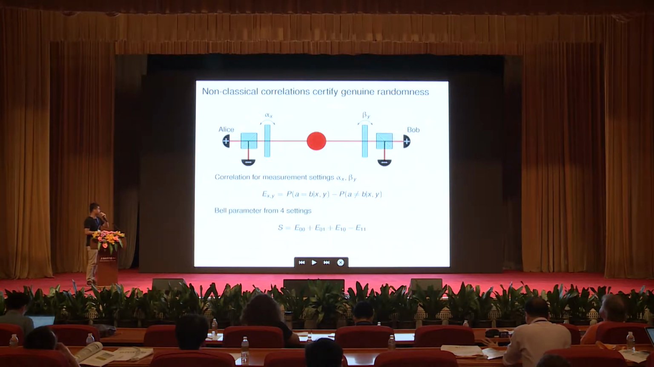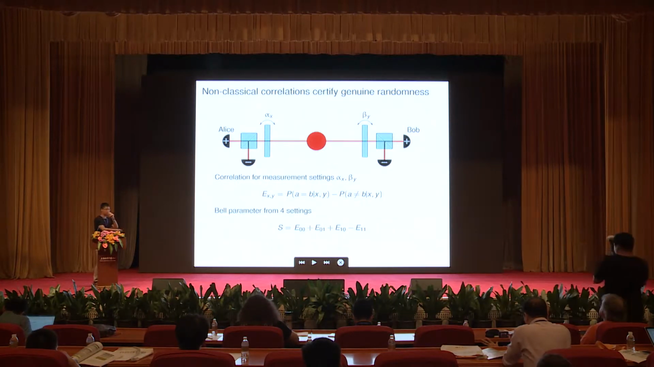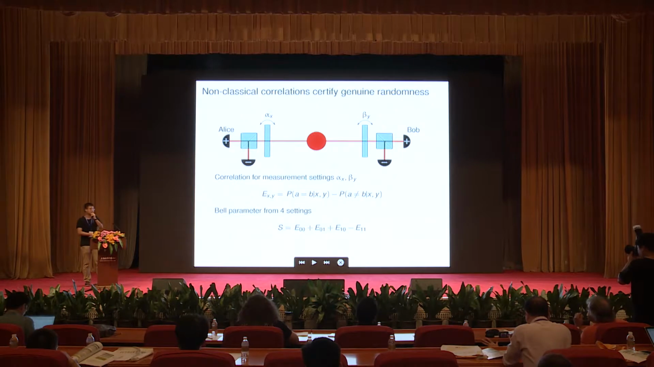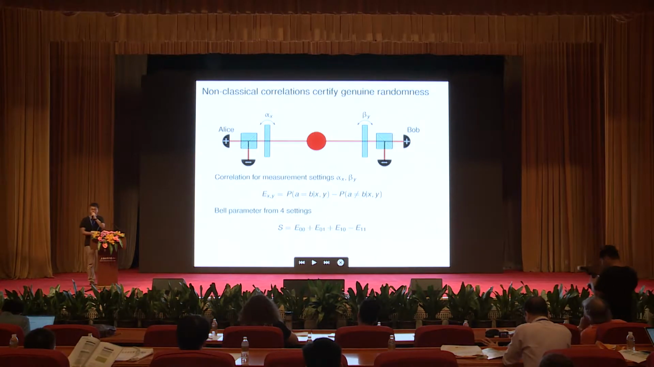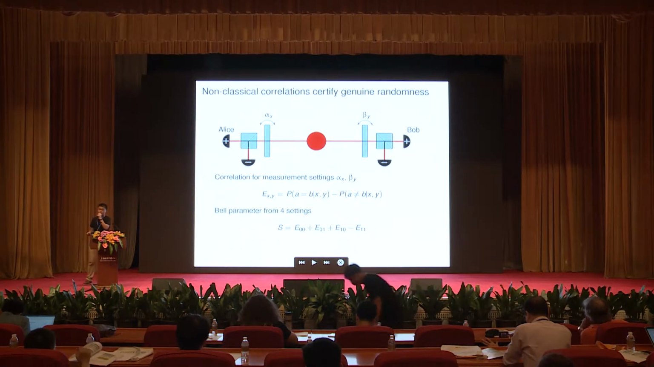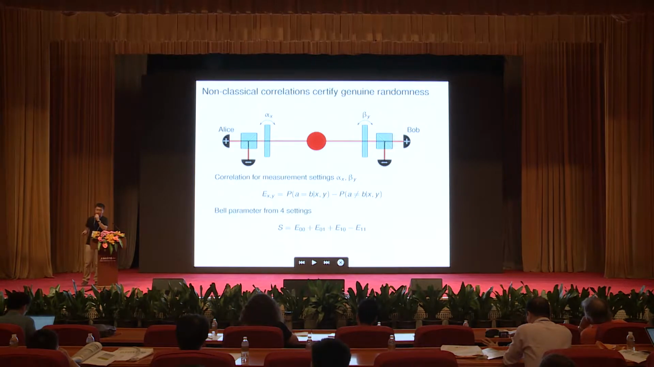For each measurement basis, the probability of the two photons arriving at the same detector, both plus or both minus, minus the probability of the photons arriving at different detectors, gives me the E value. By combining the four measurement bases, you can construct the S value. If the S value is more than 2, we say we violated the Bell inequality, and the system is non-classical, and we can generate true randomness from the system, because classically the S value can never be more than 2.